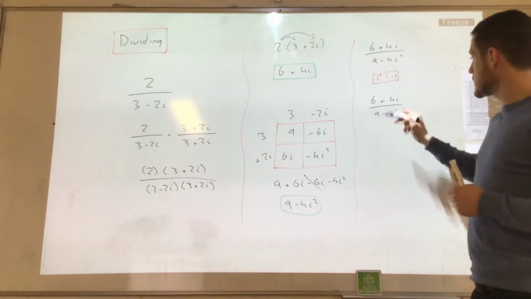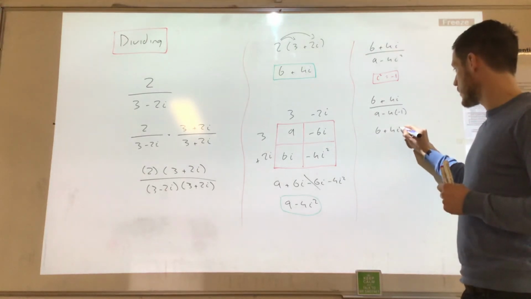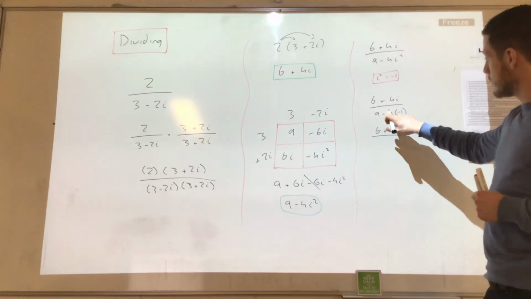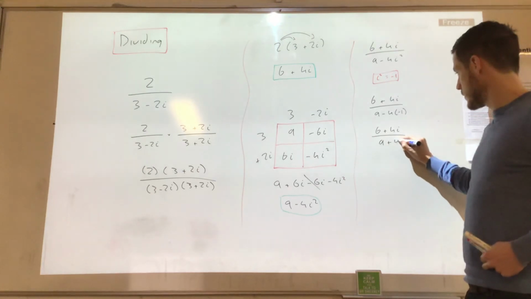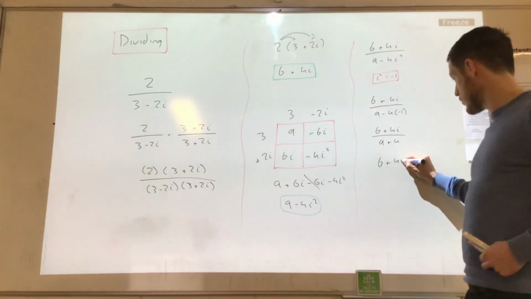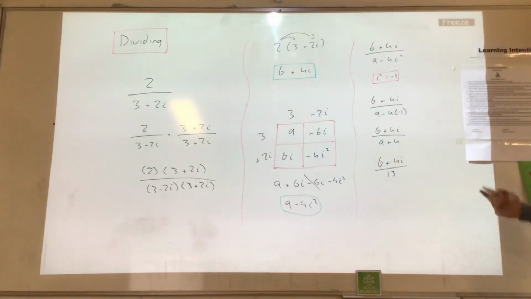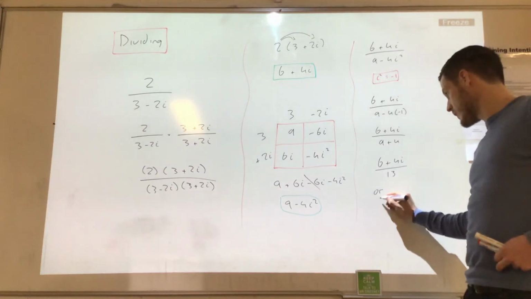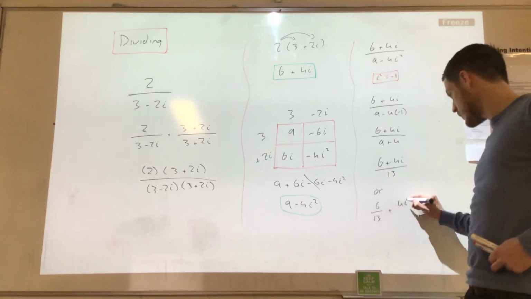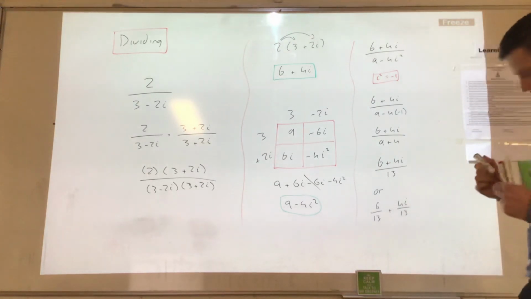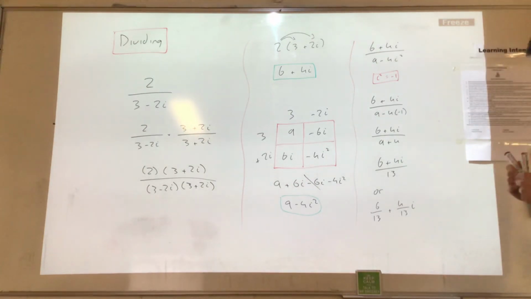So 6 plus 4i can't change. So it's going to be 6 plus 4i, but the bottom does. 9 minus 4 by minus 1. Them two minuses give me a plus, so it's going to be 9 plus 4. So we're going to have 6 plus 4i all over 13. Right, now, that can be separated. So you could have an answer of 6 over 13 plus 4i over 13. Or you could even have the i here. Okay, so that's the exact same.